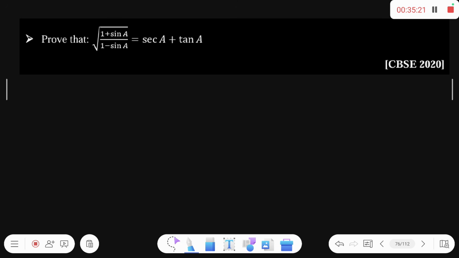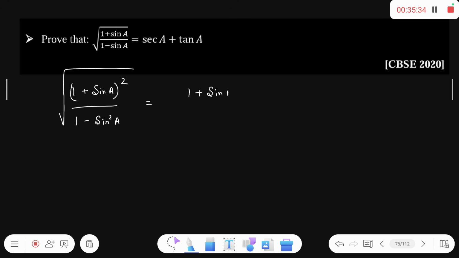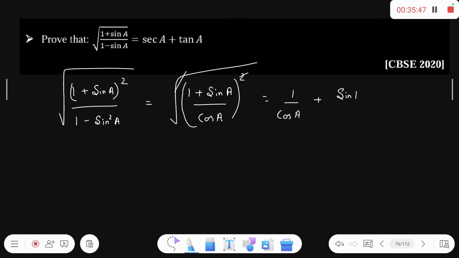Okay, rationalize it. 1 plus sin a whole square upon 1 minus sin square a. This is 1 plus sin a divided by cos a whole square under the root. So this is cancelled. 1 upon cos a plus sin a upon cos a. So this is secant a plus tan a equal to right hand side, hence proved.